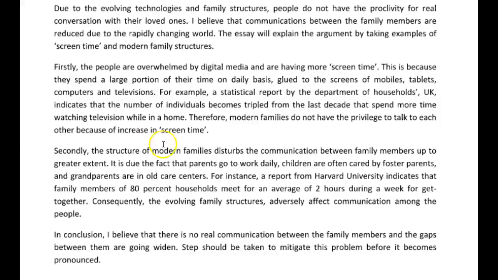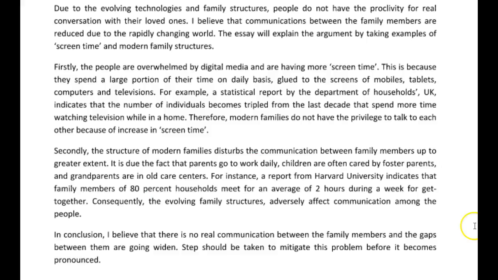Secondly, the structure of modern families disturbs communication between them. So you could say the structure of modern families disturbs communication between the individual members. Get rid of this because it's just not essential. Most parents work daily. Additionally, children are often cared for by foster parents or grandparents. Not this. So, as parents are required to work daily, children are often cared for by foster parents or grandparents.